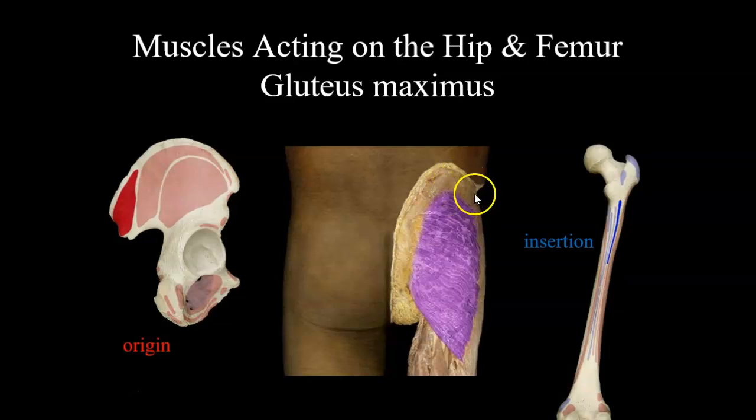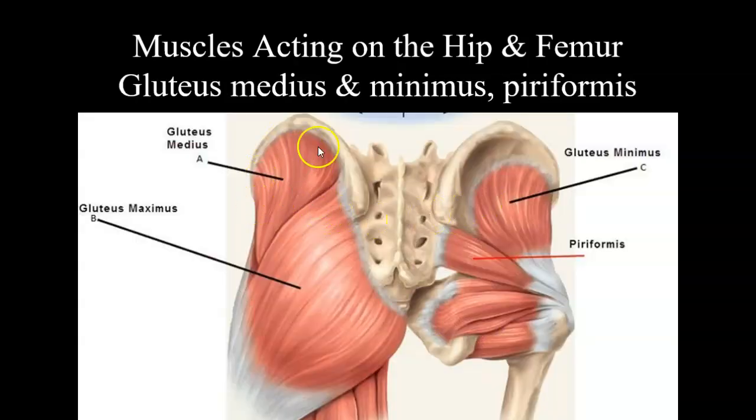Gluteus medius really deals much more with abduction of the hip, or of the thigh. So if it was the left gluteus medius, the left gluteus medius takes the thigh and moves it away from the other hip, or the other thigh, excuse me.